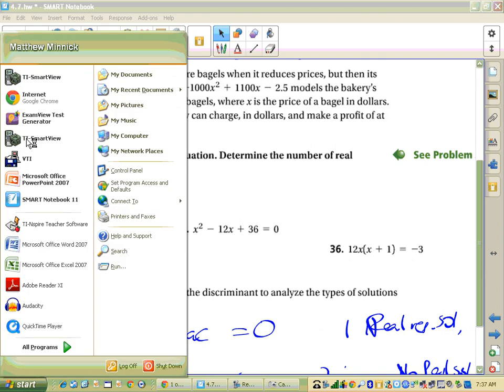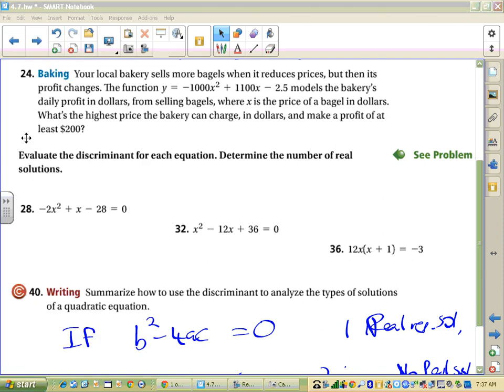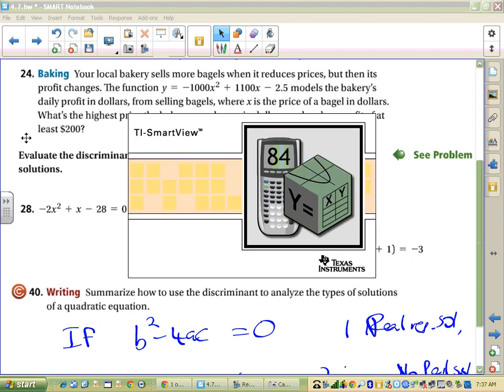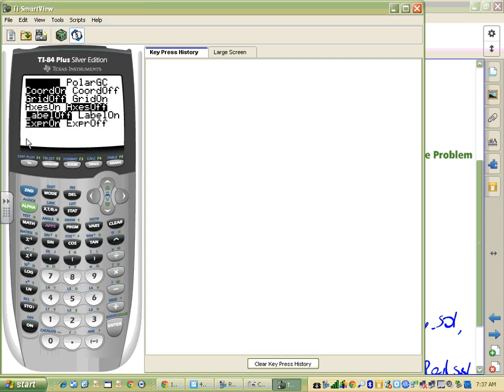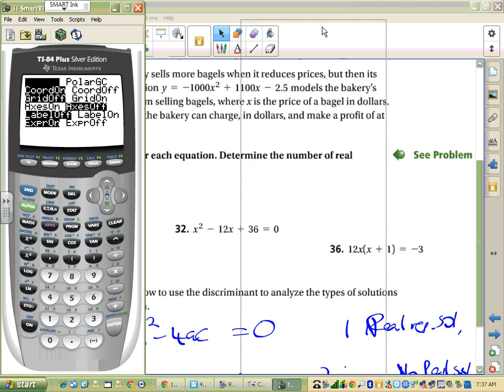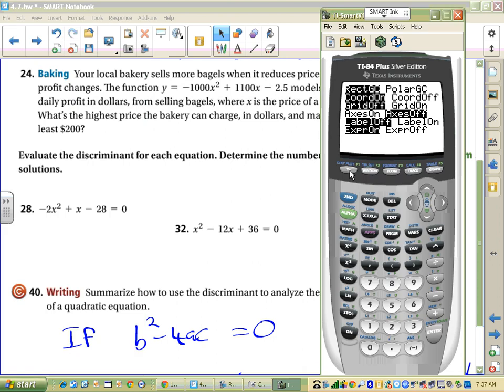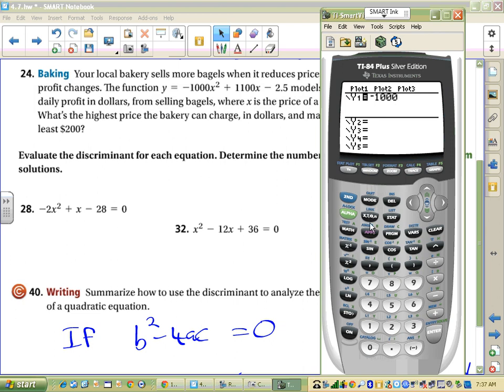On this one, I am going to do this using my graphing calculator and finding an intersection point. What's going to happen, I'm going to get a parabola. I'm going to get a line that's going to intersect it twice, and it wants to know the highest price. So check this one out. I'm going to graph this negative 1,000 x squared.